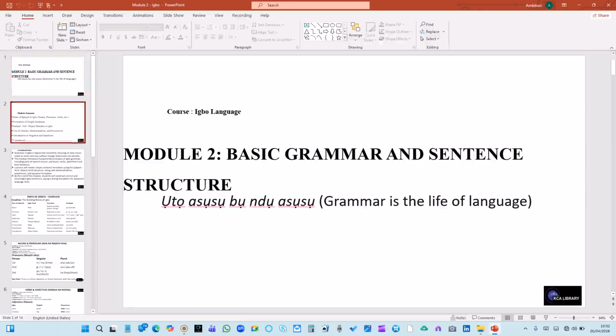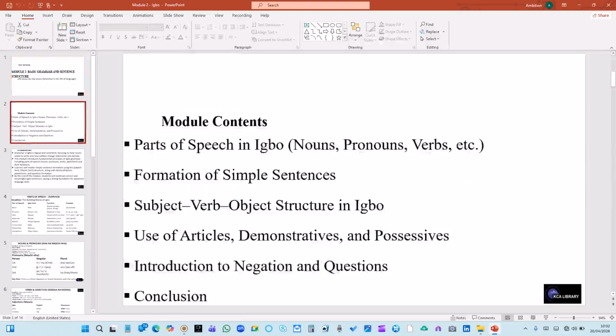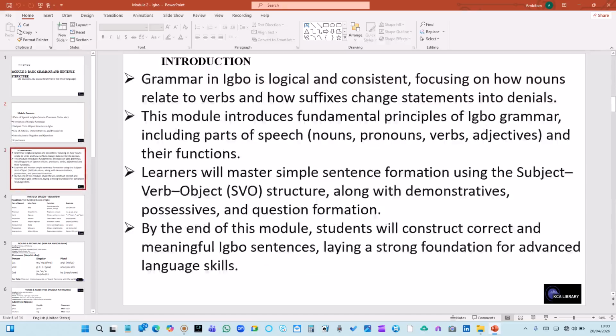The module content that we should be looking at here include parts of speech in Igbo language like noun, pronoun, verb, etc. We'll also look at formation of simple sentences. We'll look at subject, verb, object structure in Igbo language. We'll also look at the use of articles, demonstrative and possessive articles. We'll also look at the introduction to negation and question before we draw our conclusion. Let us begin with the introduction.